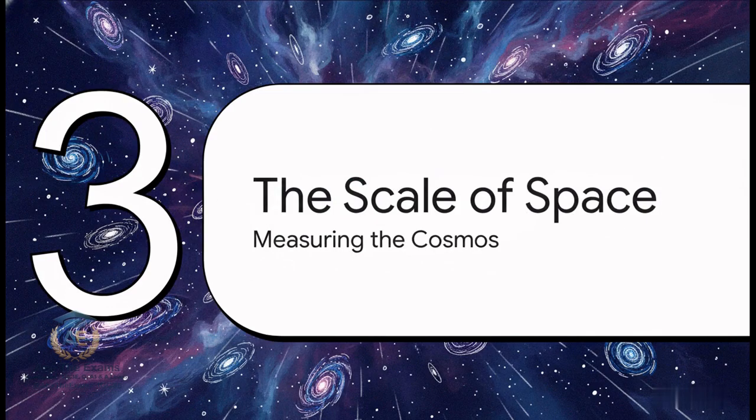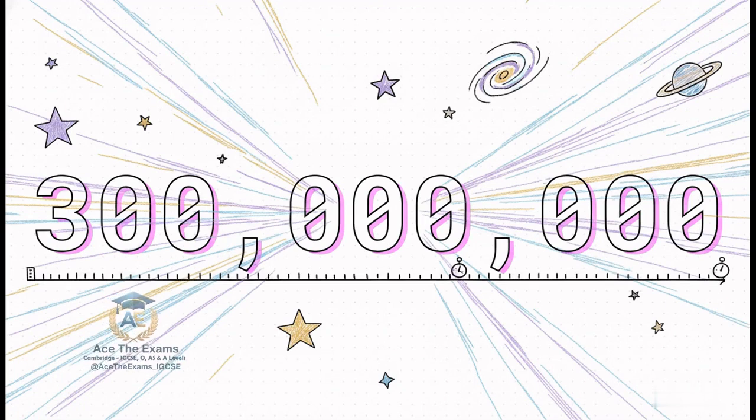Let's shift gears to Section 3, the scale of space. This is where your units and significant figures become absolutely critical. You cannot walk into a physics exam without this number locked in your brain. 300 million meters per second, or 3 × 10⁸ meters per second.